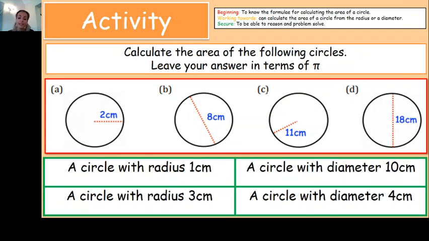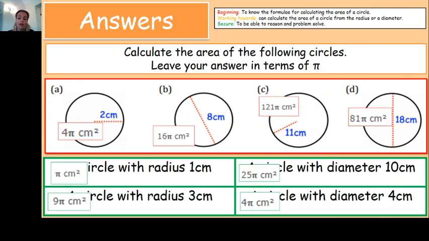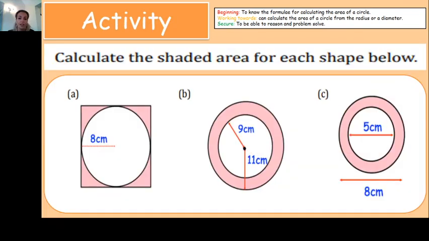Okay, let's go over some answers. So this is what you should have got, guys. Don't forget it still would be centimetres squared because it's area. So if you didn't quite get any of those, you might want to look at the right answer and see where you made a mistake. So calculate the shaded area for each shape below, okay?